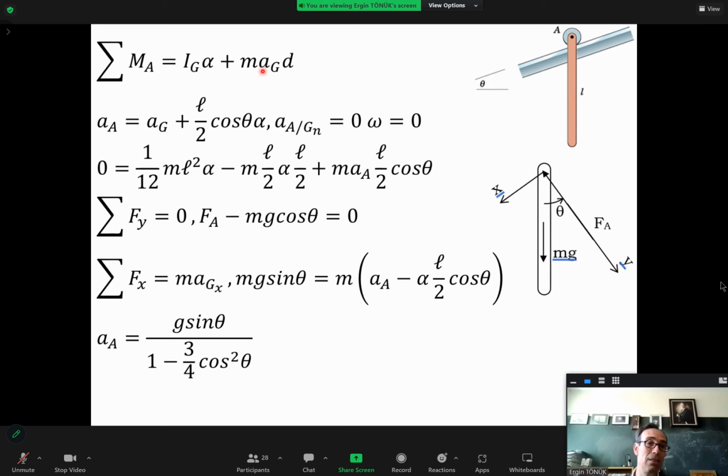Now, in doing that, what I'll do is a little trick. I will write an expression like this. Let me just show you. The slide is a little shorthand. Let me explain what I'm doing here in this line. I say acceleration of point A is equal to acceleration of the mass center plus the acceleration of point A with respect to the mass center. Okay?